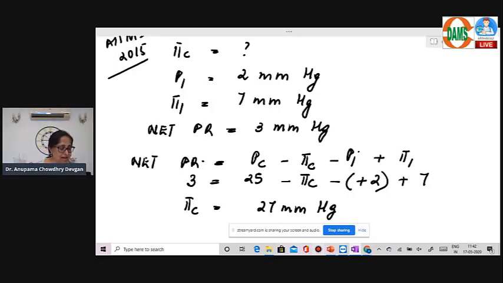Whatever the value, substitute that in the formula, you will get your answer. So remember, net pressure is PC minus pi C minus PI plus pi I.